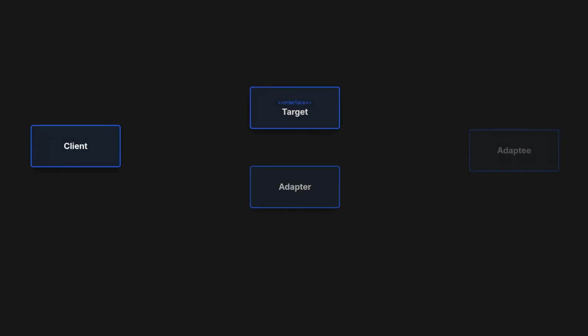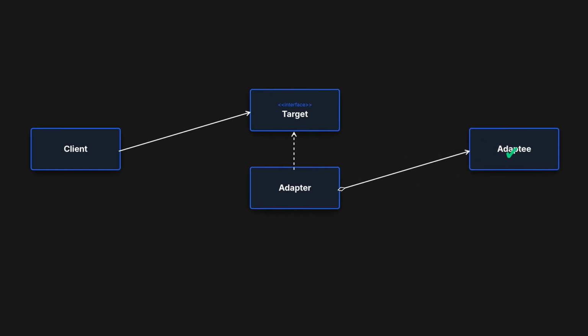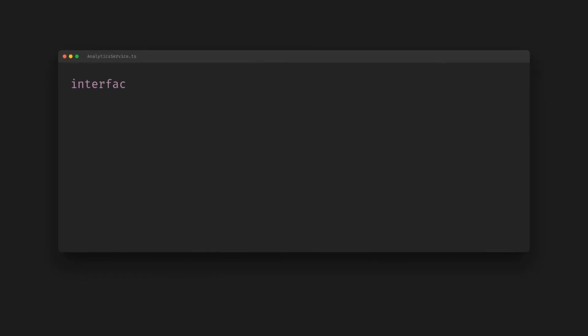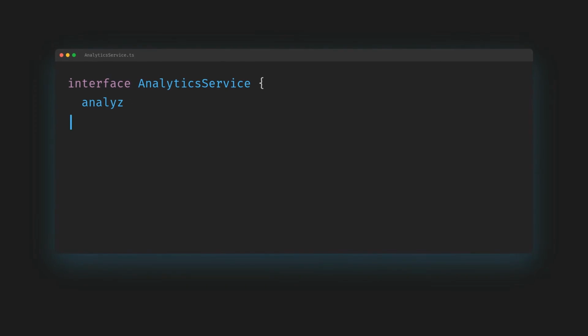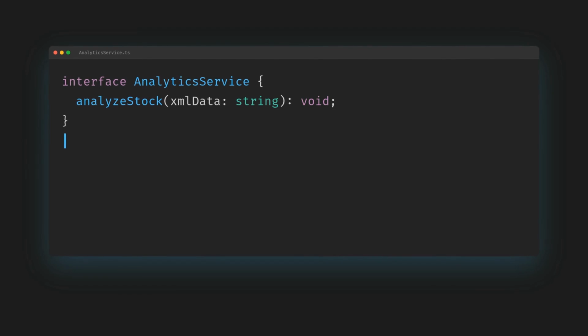This is where the adapter pattern shines. It allows us to create a special wrapper object that hides the complexity of conversion. It acts as the middleman between our app and the library. Step 1. We define a clean interface that our application code, the client, will use. This interface describes exactly what we want to do without worrying about the underlying data formats.